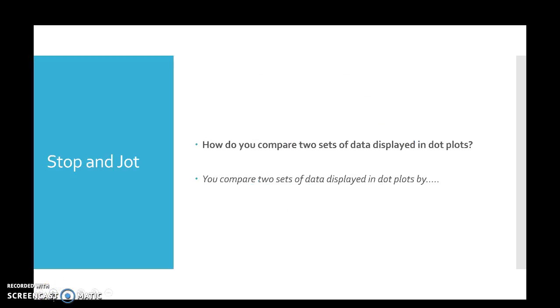Okay, so I want you to take a minute and think about this. How do you compare 2 sets of data displayed in dot plots? So we've just analyzed and thought about 1 set of data. So what if we were looking at 2 sets of data? What information would we look at and consider in comparing the 2?